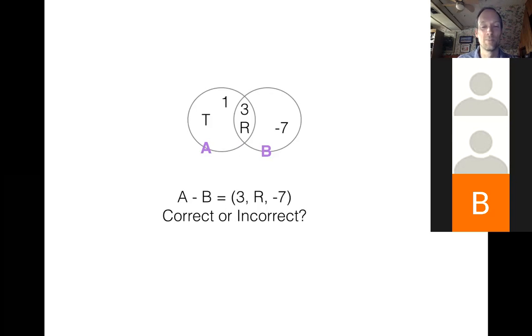No, it's incorrect. Okay, what's wrong with it? Because it doesn't have T and 1 in with the A minus B. It just has the 3R and the -7. Okay, and it's said to basically stay away from B. So you're not really supposed to have R and -7, exactly what you just said. It should only be T and number 1. You're right. Anybody have any questions on anything so far?